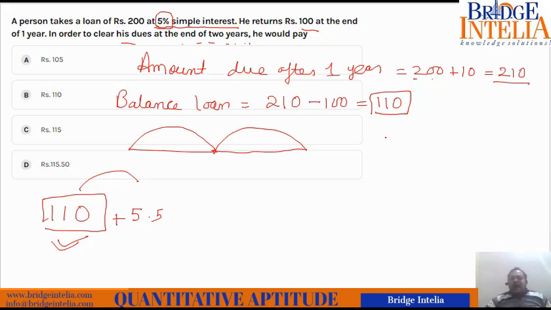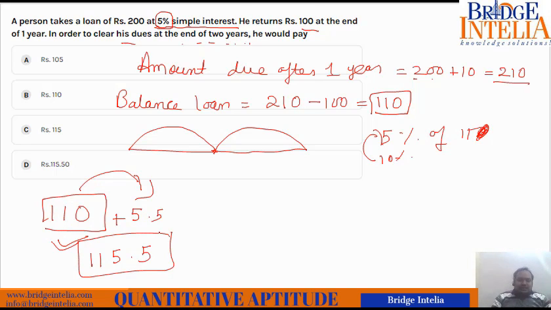How am I easily able to calculate 5% of 110? See, 10% of anything is 1/10. So 10% of 110 is 11. So 5% is half of 10%. So half of 11, 5.5. So the total money that he needs to pay at the end of the second year, so that all the loan is cleared in one single payment, is equal to 110 plus 5.5. So this comes out to be 115.5.